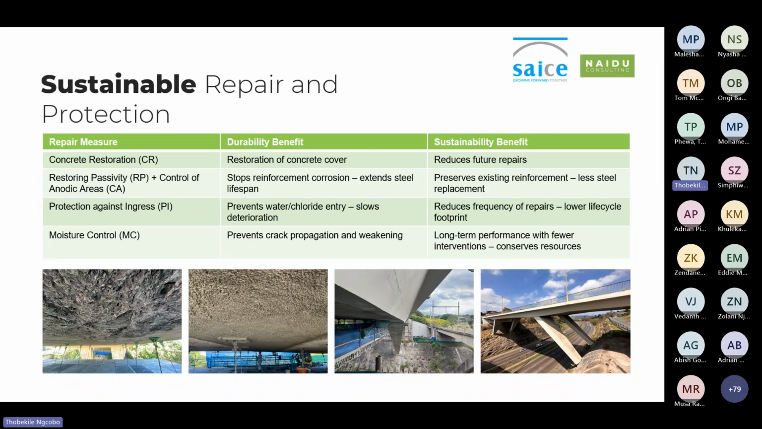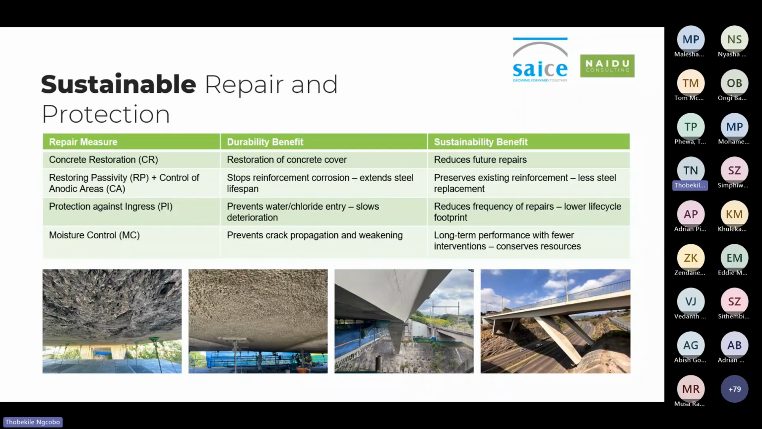Each repair measure was carefully selected to achieve two parallel objectives: durability and sustainability, ensuring that the bridge's service life was extended while minimizing material use, carbon emissions, and maintenance needs. The first measure, concrete restoration, involved reinstating the damaged concrete cover using low carbon repair mortars. This provided protection for the reinforcement while at the same time reducing the need for future large-scale interventions, effectively lowering the project's long-term carbon footprint.